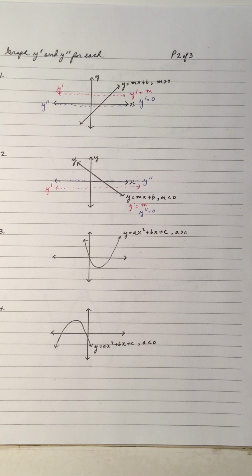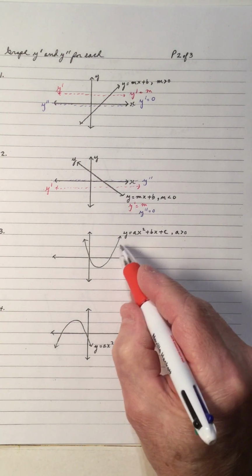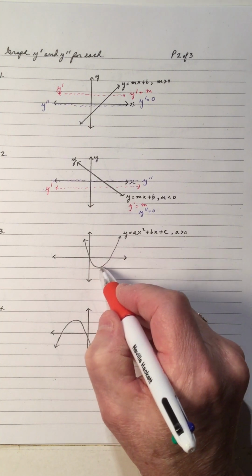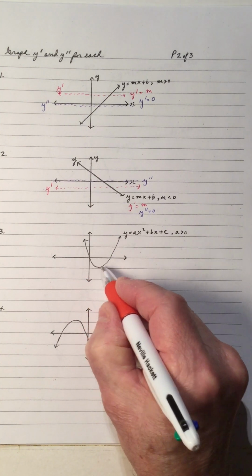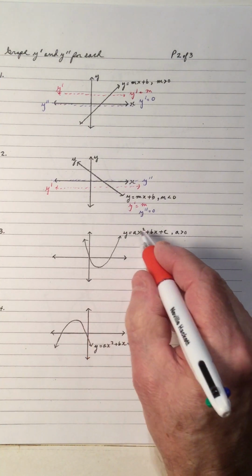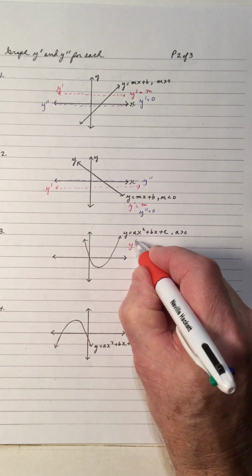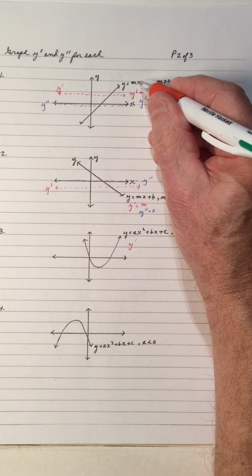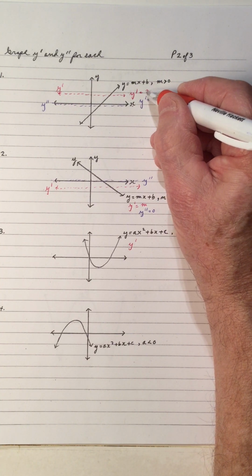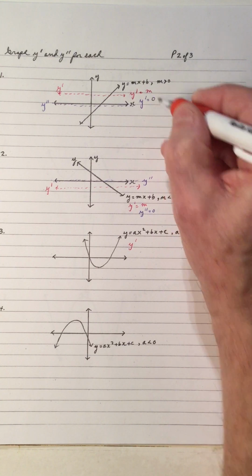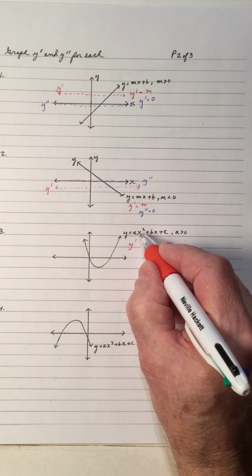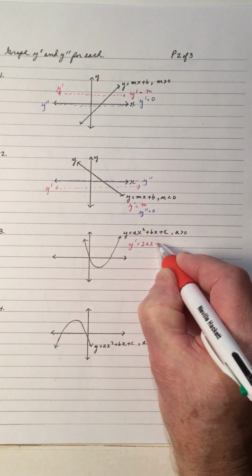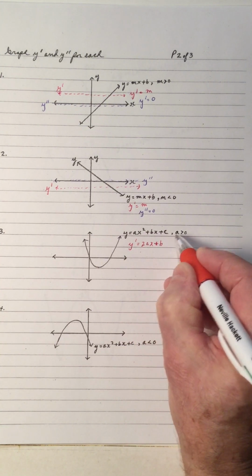Now we have number 3, and number 3 is a quadratic, a parabola, and a is greater than 0, so the parabola opens up. This is the vertex right here. And if we do the derivative, we'll go back to here. This is a linear, so the derivative of a linear is a constant, and the derivative of a constant is 0. And y prime here, this is a quadratic, so y prime is 2ax plus b.